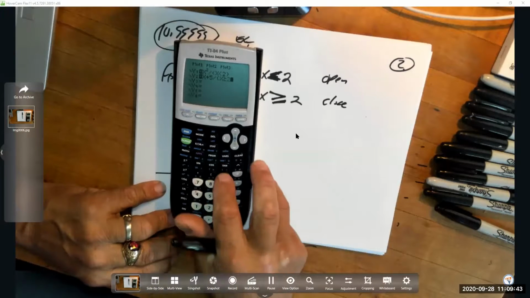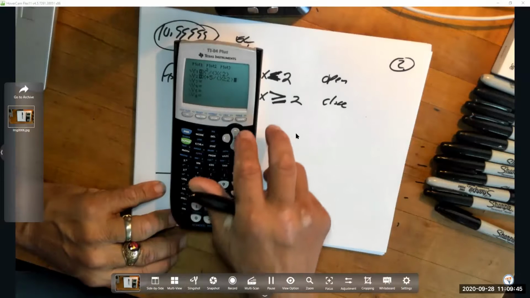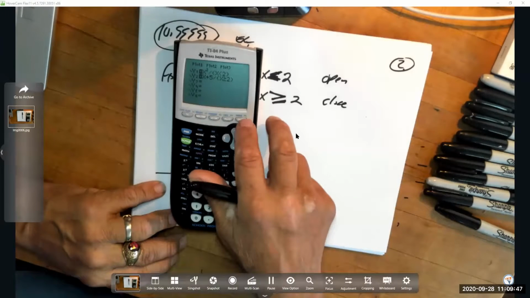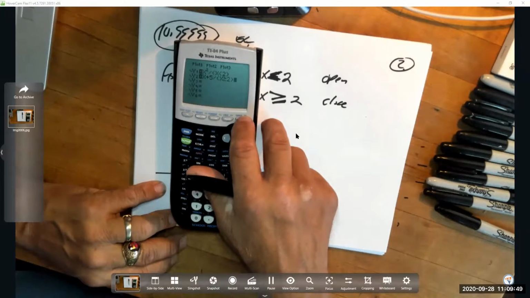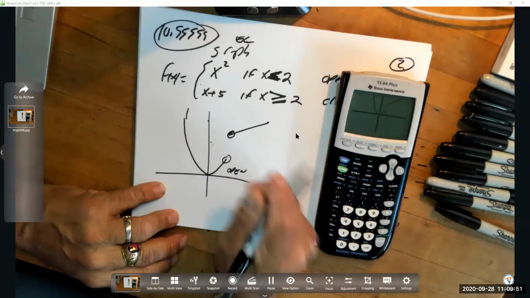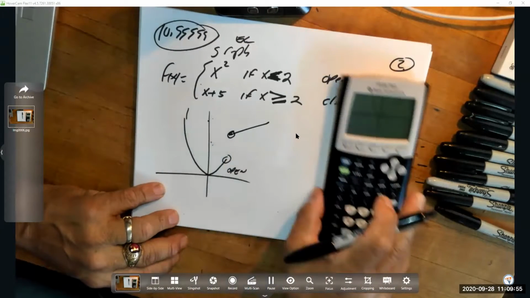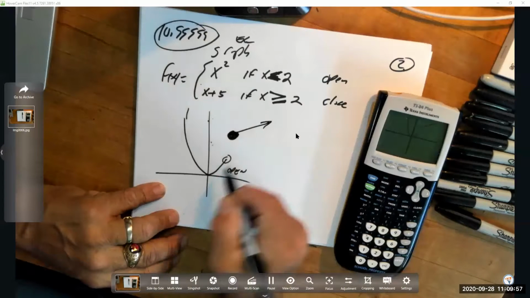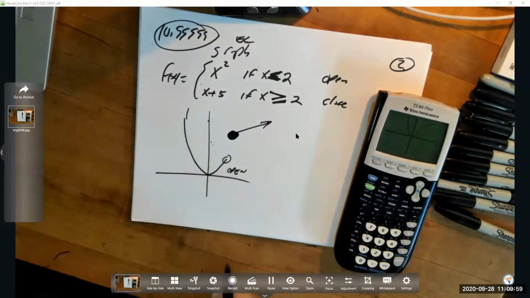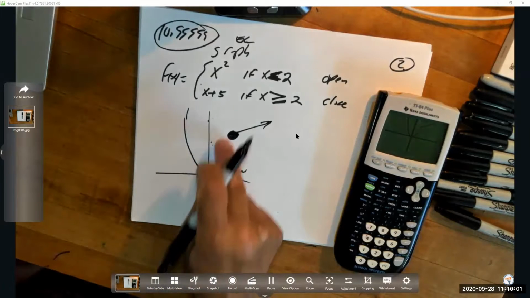Okay. So I'm going to hit graph. It's a line. Looks like it over here somewhere. Goes here, that way. Yeah, close enough. All right. So this one's closed. That means this circle has to be shaded in, and this one, no, not this one. So it looks like this. Closed, open.